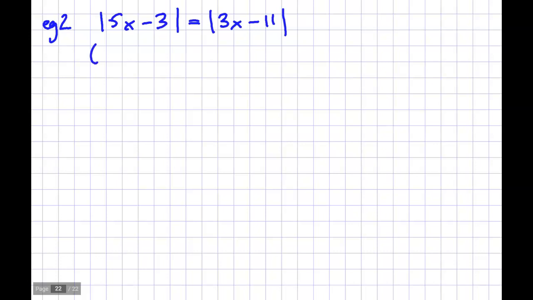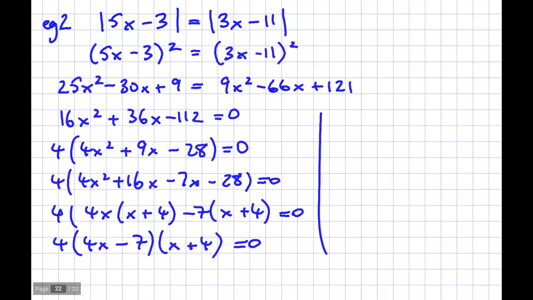So if I square both sides, and then obviously I expand out the brackets. And when you've gone through that whole process of expanding the brackets, collecting like terms, equating to naught, factorizing, you will eventually get the solutions. In this case, it is 7/4, or x is minus 4.